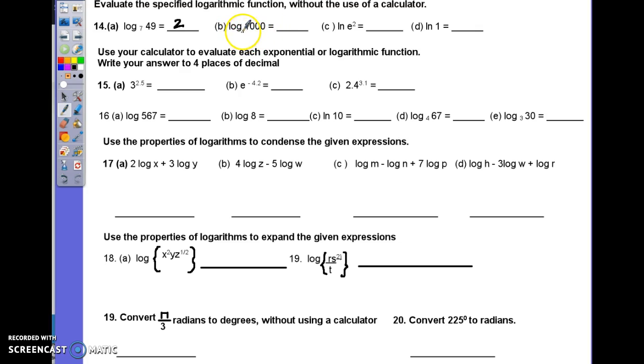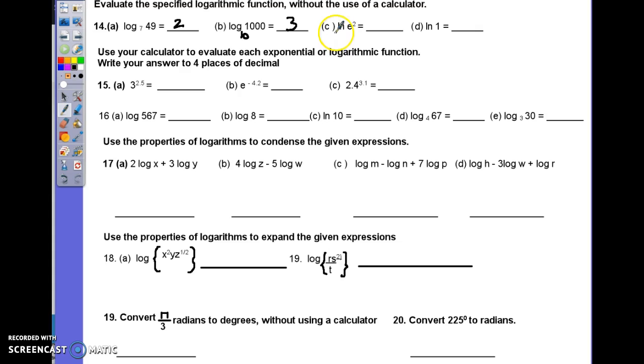This is log of 1,000. In case you don't know, when you see log by itself like this, it is called a common log, and the base is understood to be 10. If there's just log, it is understood to be 10. So, what exponent should we raise 10 to get 1,000? The answer is 3. And we did these together.